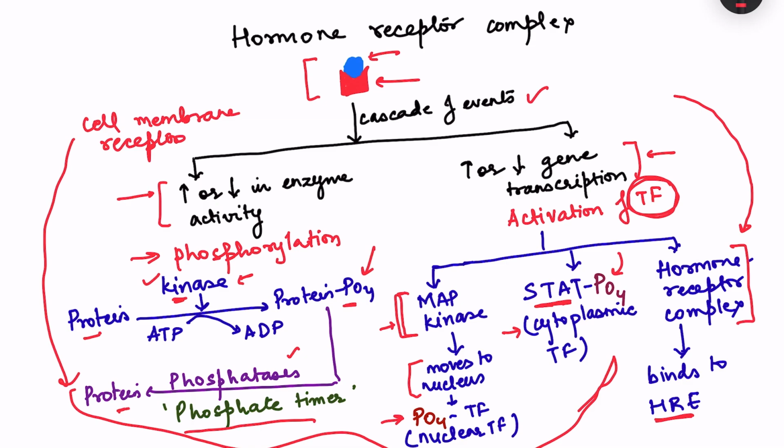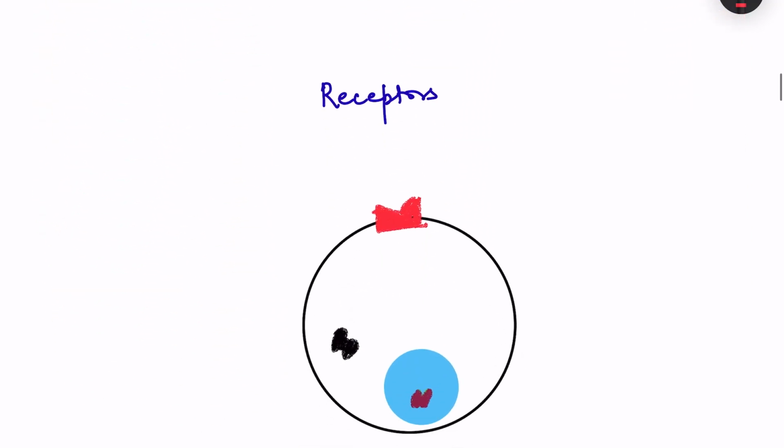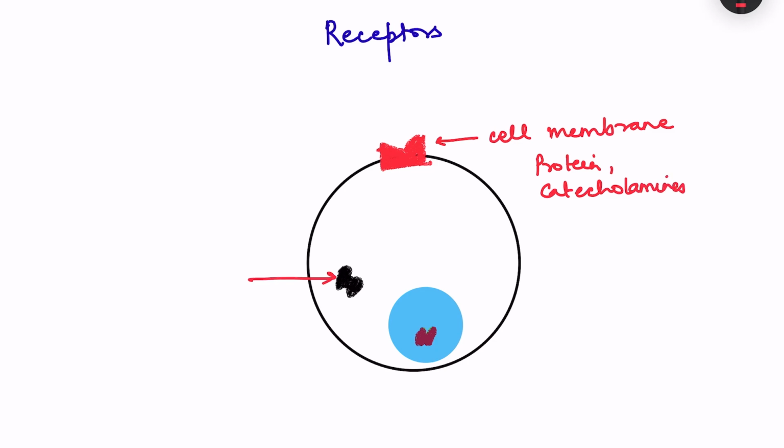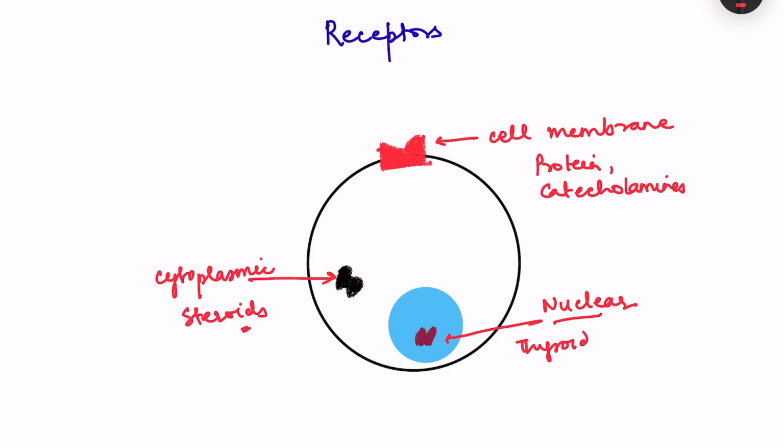So now moving on to individual mechanisms. We have different types of receptors. As I already told you, there are cell membrane receptors, and mainly the hormones which are proteins, polypeptides and the catecholamines, that is epinephrine and norepinephrine, bind to these cell membrane receptors. Then we have the cytoplasmic receptors. Mainly the steroids have the cytoplasmic receptors, so they act by binding to them. And then we have the nuclear receptors, mainly for the thyroid hormones, vitamin D and vitamin A. These are the ones which act by binding to the nuclear receptors.